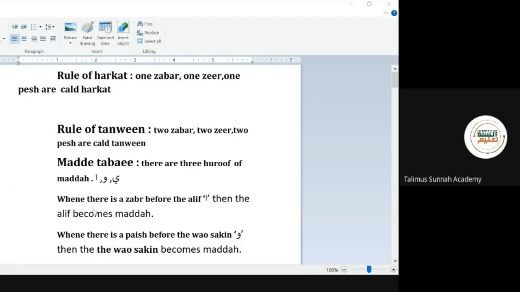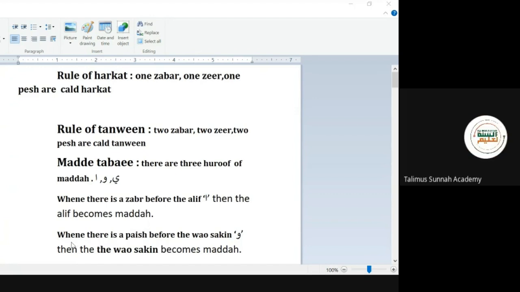Next. When there is a zabur before the alif, then the alif becomes mad. Example: ba alif zabur ba. When there is a zabur before the alif, then the alif becomes mad. Example: ba.